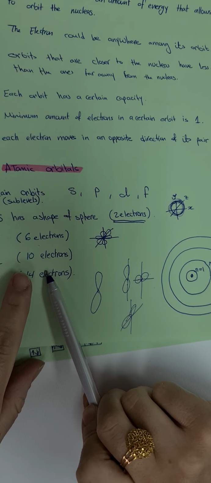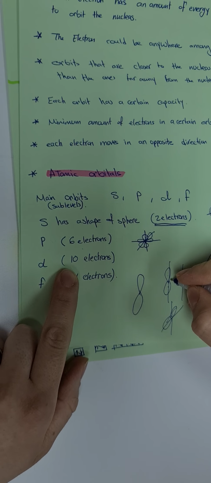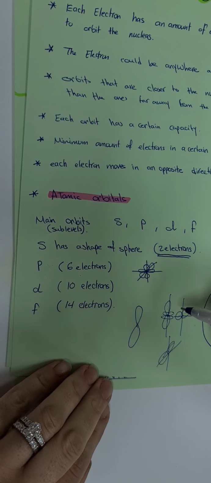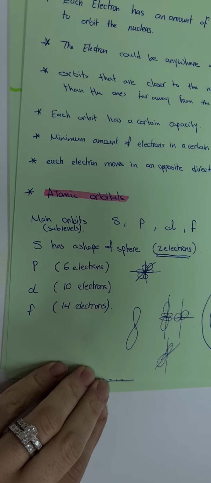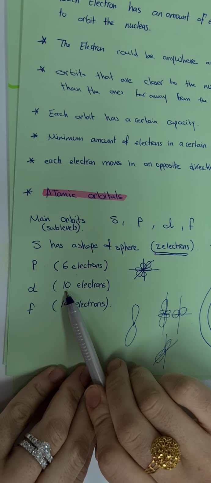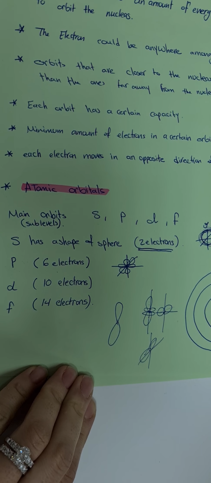Then we have the D level. The D level is like the P level, but it has a certain cylinder in the middle. So even the cylinders can give you an extra 2 electrons for each dimension, so we will have a total of 10 electrons. The last one, with 14, is the F level.